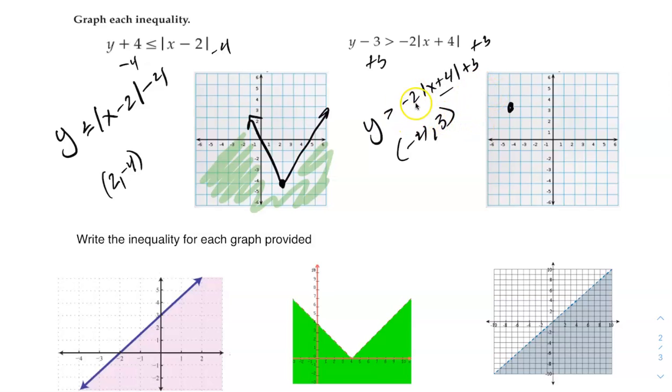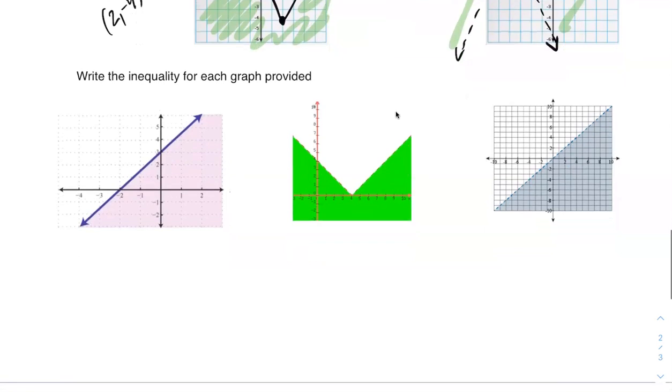Easiest way to think about this, think about it like slope. So negative 2 over 1. We're going to go down 2 and over 1, down 2 over 1 the opposite way. This is not equal to, so it's a dotted line. So like that. And then we're going to shade this greater than, so I'm going to shade above. So there we go.